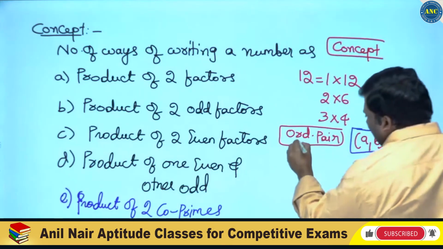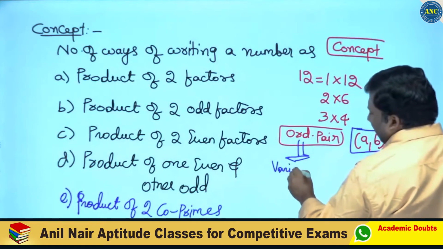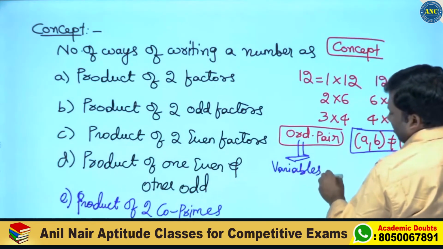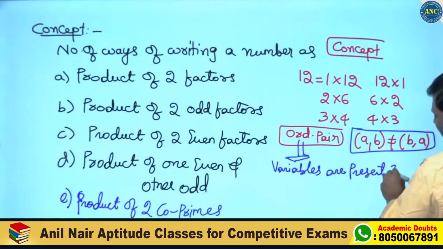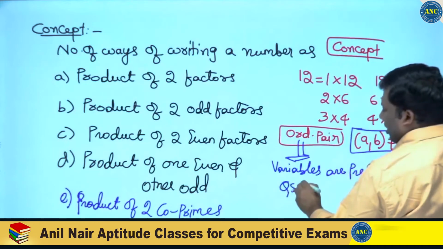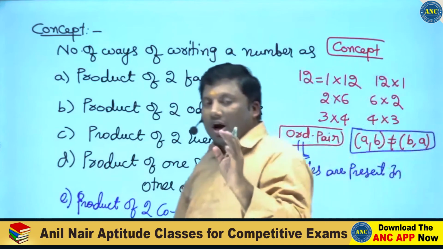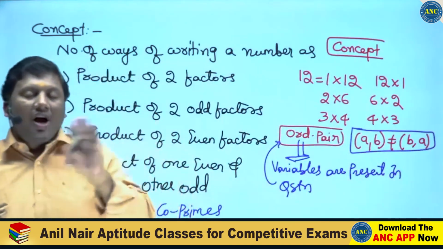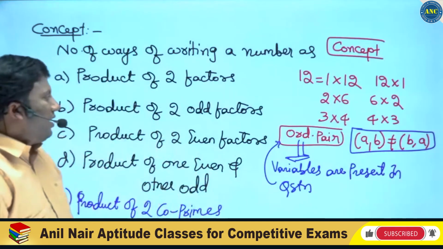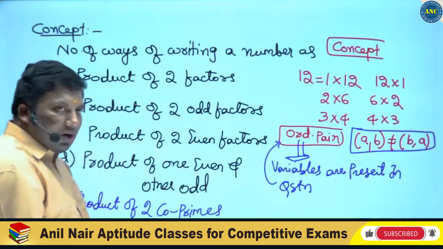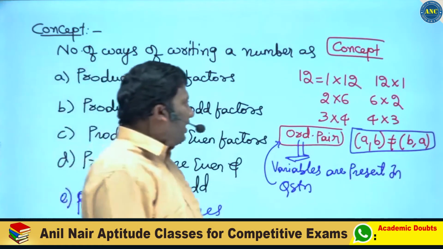When will you use an ordered pair? If the variables are present in the question, I will make use of an ordered pair. If variables are not present in the question, I will not make use of an ordered pair. If the variables are present in the question, then it is an ordered pair. Not present in the question, then it is an unordered pair. I hope the idea is clear.